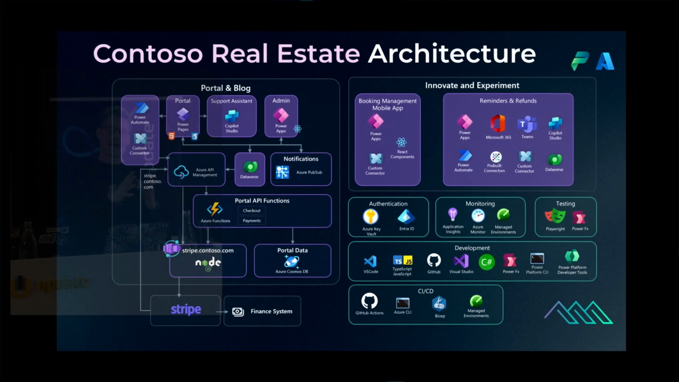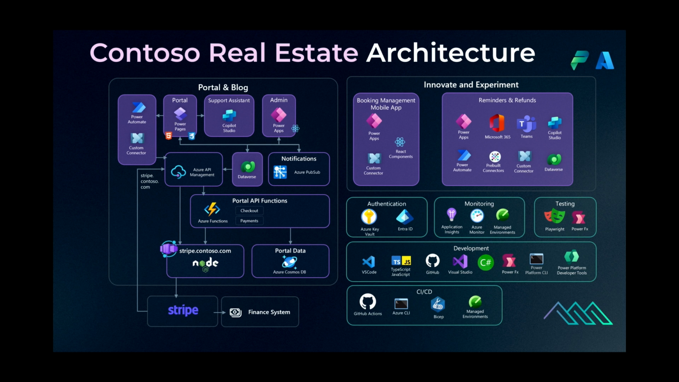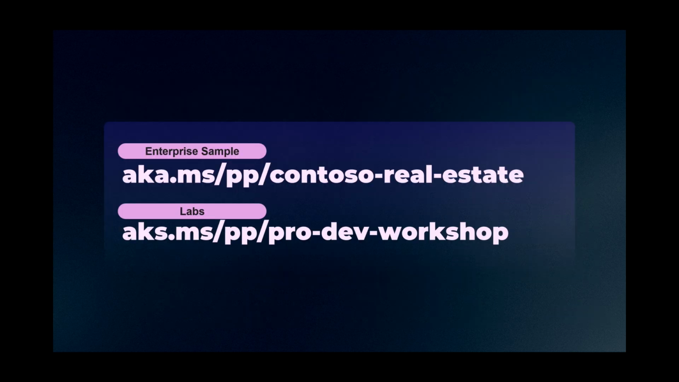What we did is we took that JavaScript project and we converted it into Power Platform. We didn't convert all of it, we just converted parts of it to show that you can work with pro code and low code in conjunction. If you go to aka.ms/pp/ContosoRealEstate, there's a repo which shows you all of those different components. But there is also a workshop that goes with it. Those of you that were in the workshops yesterday will have seen some of that as well.